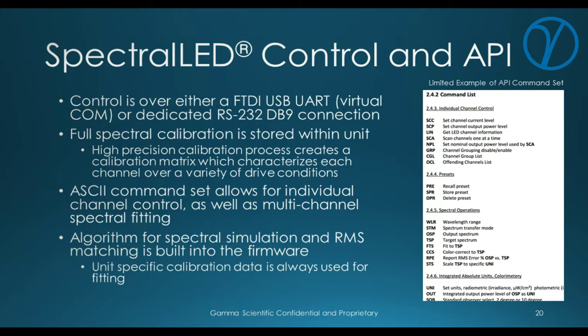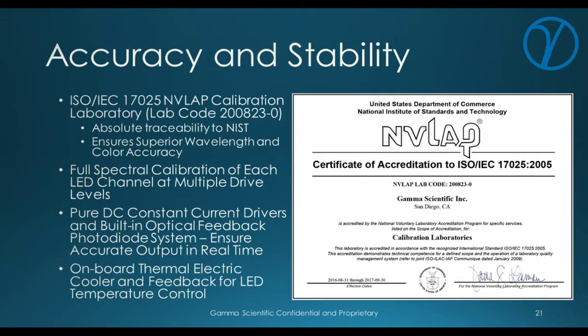It's important to note that every single unit is individually calibrated and characterized, and the unit-specific data is what's being stored into the unit. So we're not making any assumptions from unit to unit in terms of LEDs or power level response. Everything is individually calibrated so that it ensures absolute accuracy. And that all gets back to our NAVLAP accreditation. Our ISO 17205 calibration laboratory gives us absolute traceability to NIST, so that everything we do has very low uncertainty, and you know that you have an absolute reference standard which you're traceable to.